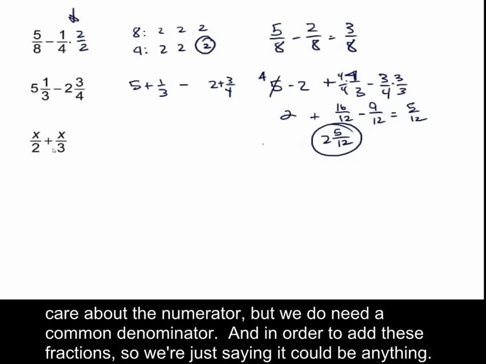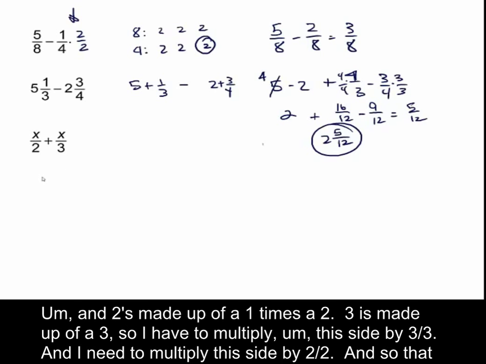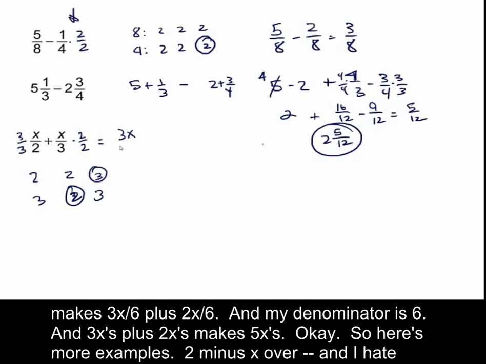Here we don't really care about the numerator, but we do need a common denominator in order to add these fractions. So we're just saying it can be anything. And 2 is made up of a 1 times a 2, 3 is made up of a 3, so I have to multiply this side by 3/3, and I need to multiply this side by 2/2, and so that makes 3x over 6 plus 2x over 6, and my denominator is 6, and 3x's plus 2x's makes 5x's.